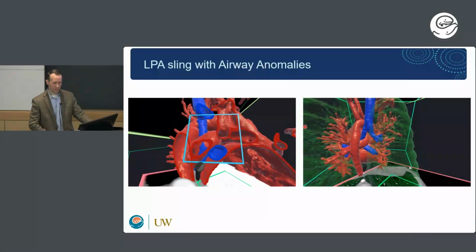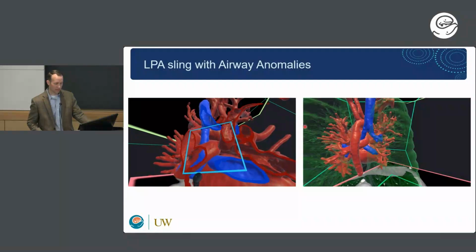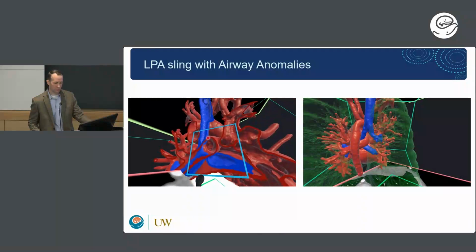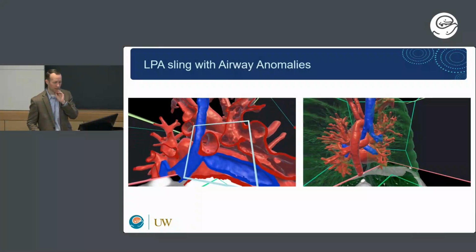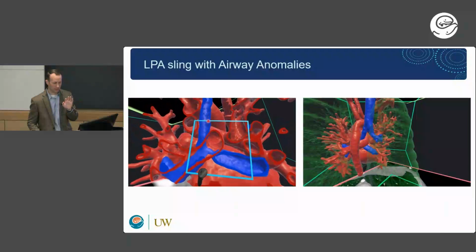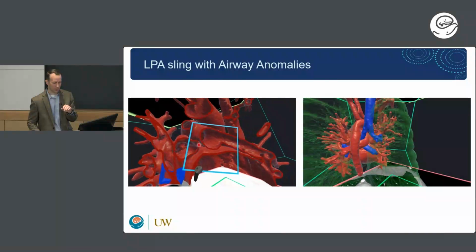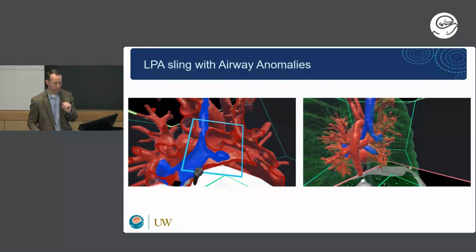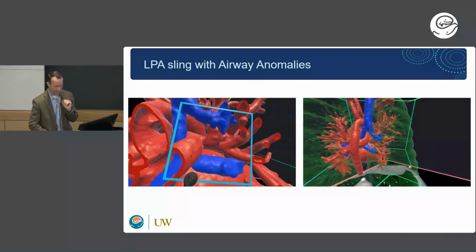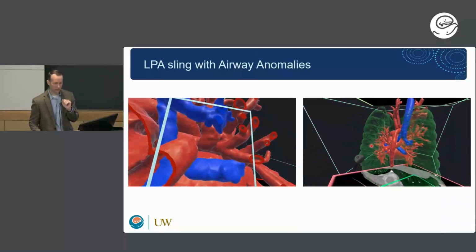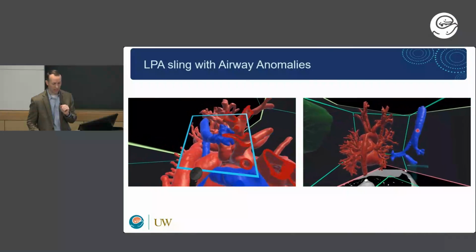But this is more of a surface rendering. This is a patient who had an LPA sling. This is looking from the back, looking posteriorly at the airway and the left PA. And this is the LPA coming up and over around the trachea out to the left lung. This patient also had abnormal airway anomalies: complete tracheal rings, and also a bridging bronchus.